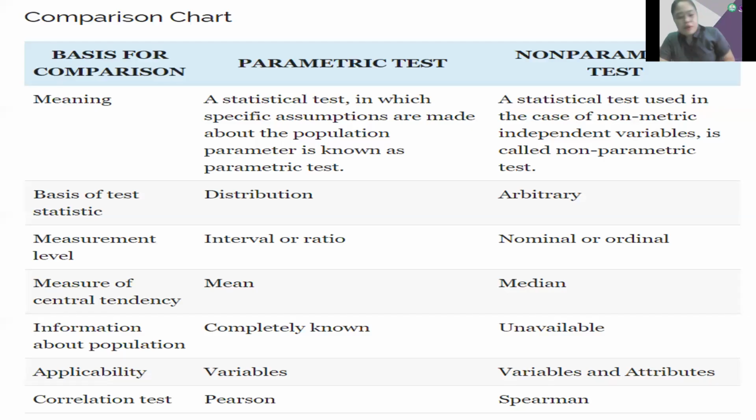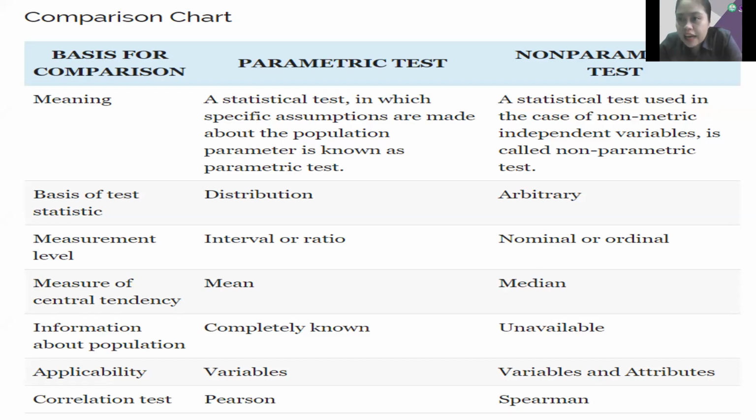Sige. So this is where the coverage for the final starts. I'll give you a little review since we already started this one sa midterms. Before we really move on to the different statistical tests, let us differentiate first parametric and non-parametric.